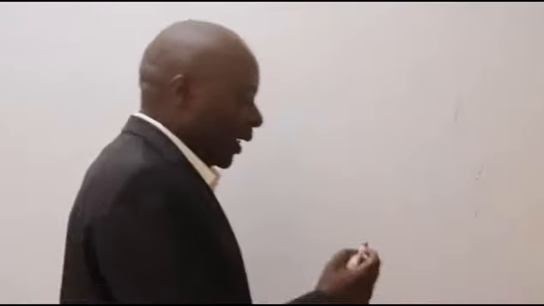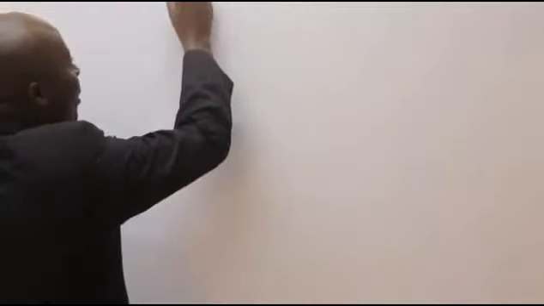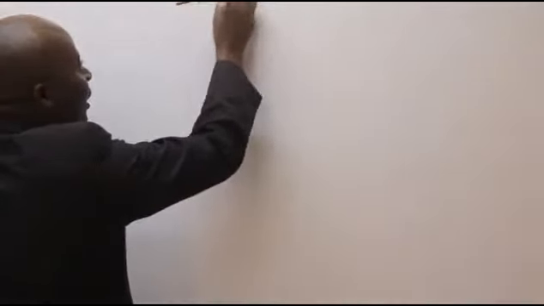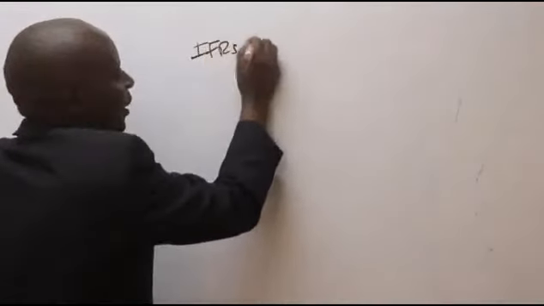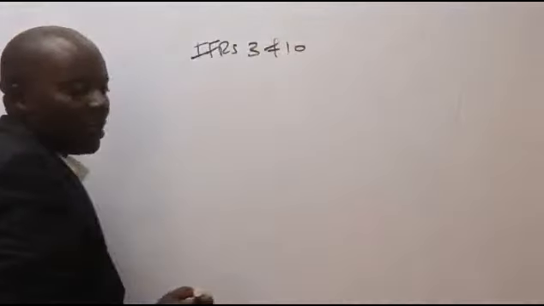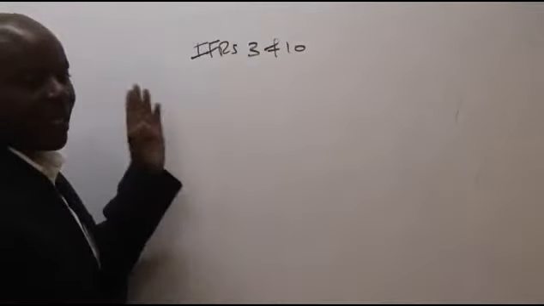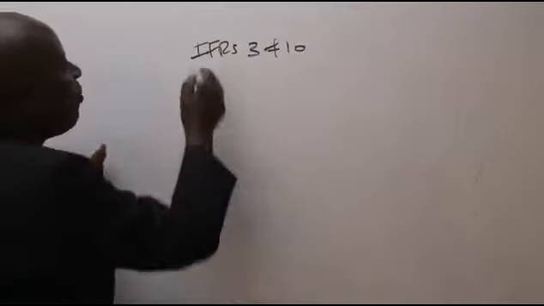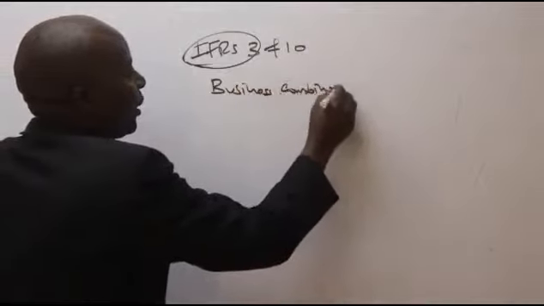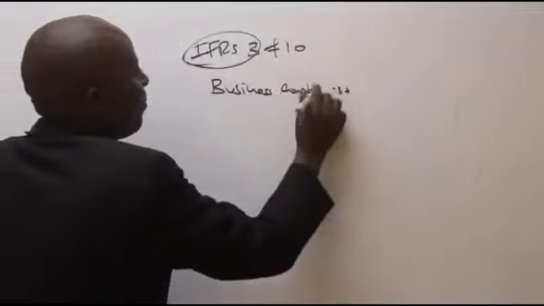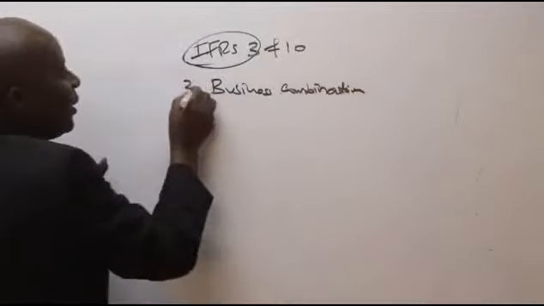When we talk of group accounting, we are basically talking about this particular serious subject in the perspective of IFRS 3 and IFRS 10. IFRS 3 talks about business combinations. This is IFRS 3, business combination.